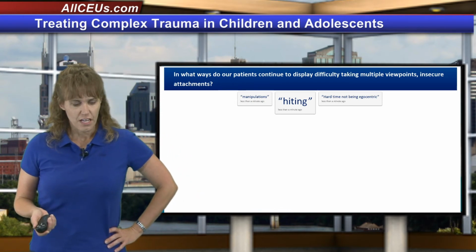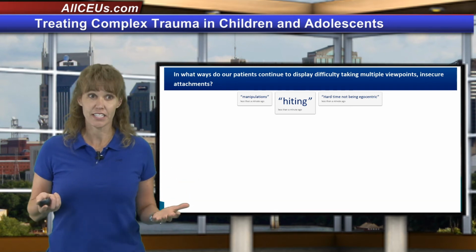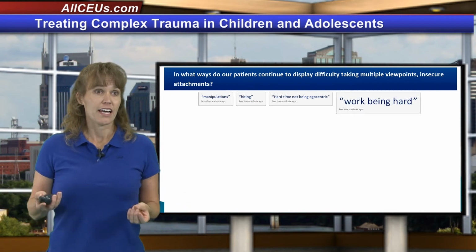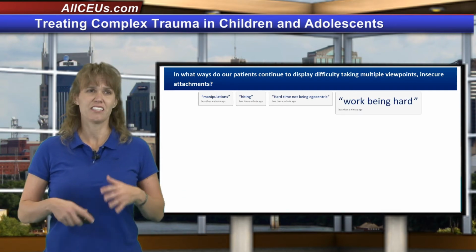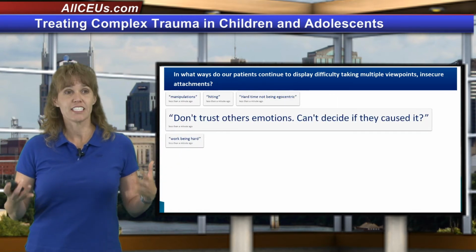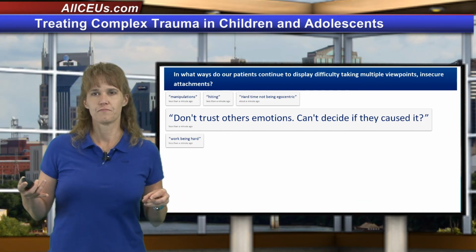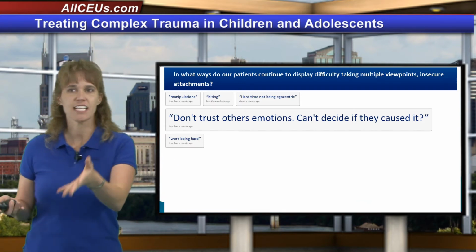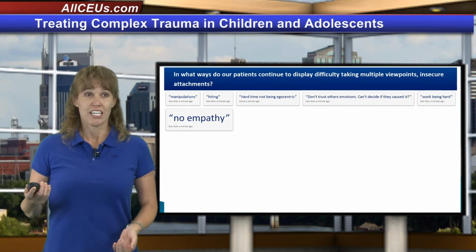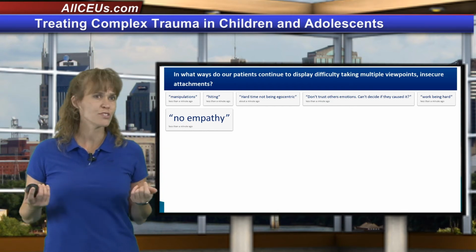Manipulation. A lot of children who grow up in environments that are not healthy, that are traumatic, still are involved with that family. And there may still be a lot of manipulation and dysfunction going on. So their family of origin may continue to teach them that it's not safe to trust people. Don't trust others' emotions, can't decide if they caused it. Again, that lack of emotional boundary. You're angry, so it must be because of something I did. No, not so much.